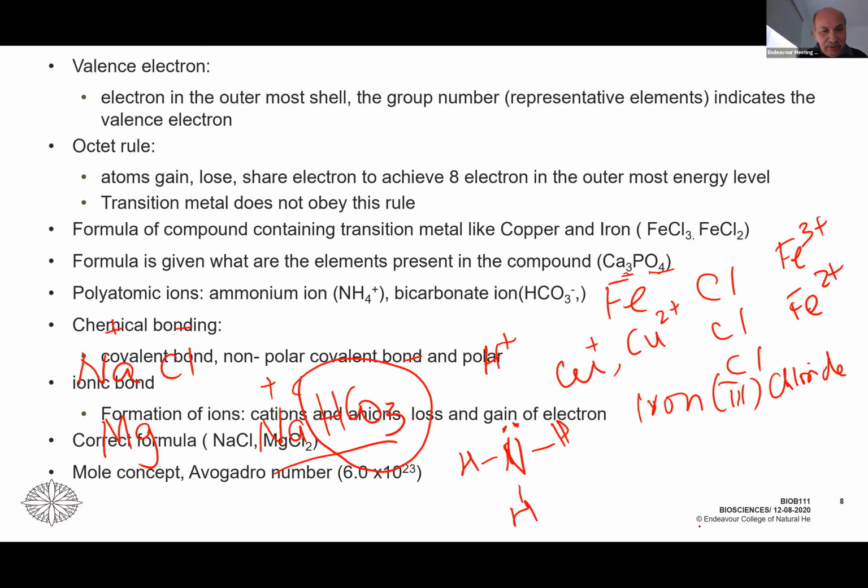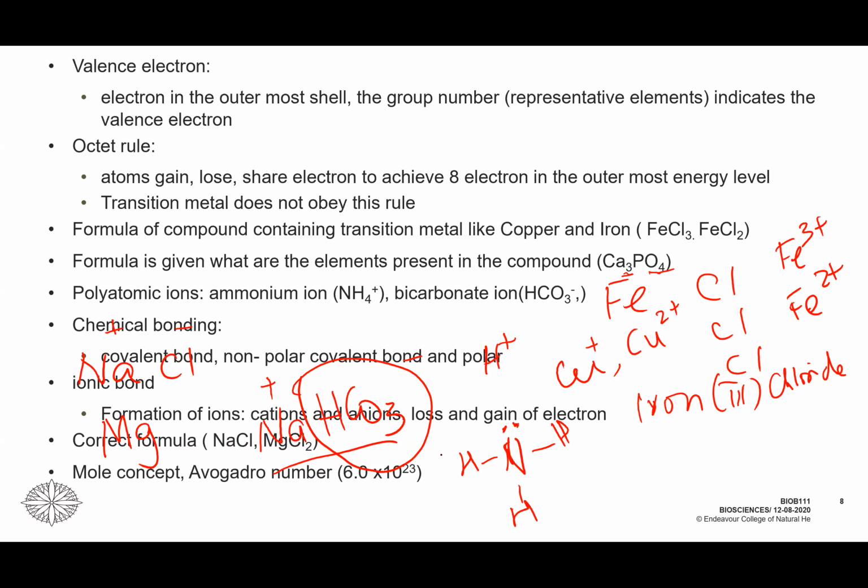Mole concept. A mole is a collection of units. Like 1 dozen means how many are there in 1 dozen? 12, right? Same way, 6.02 times 10 to the power of 23. 1 mole of anything is going to have that many. 1 mole of carbon will have 6.02 times 10 to the power of 23. 2 moles will have double of that, right? 2 moles will have how many atoms or molecules there?